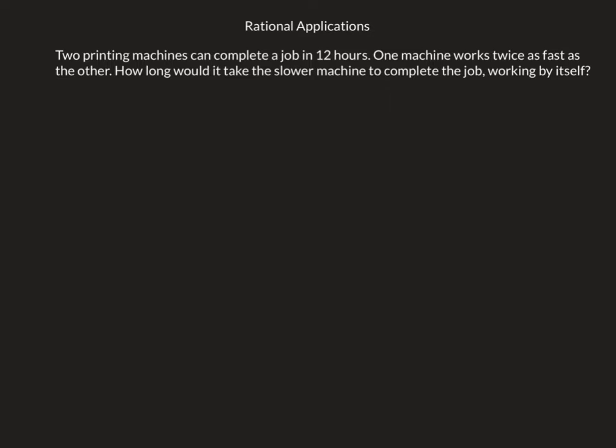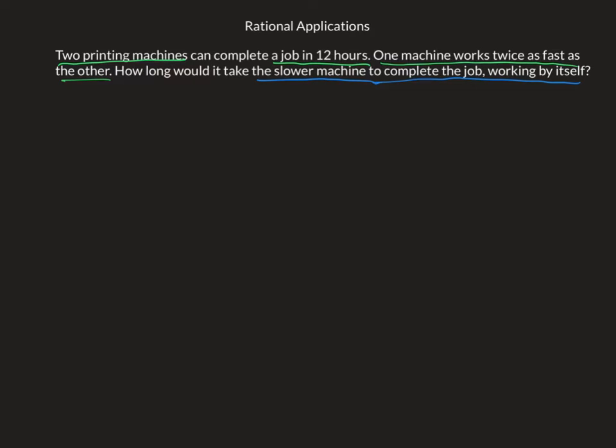So our first piece of important information is two printing machines can complete a job in 12 hours. So they're working together. And then one machine works twice as fast as the other. And then our question, how long would it take the slower machine to complete the job working by itself? So what we can do is first write out a formula that can be helpful. So this is the formula that I use.